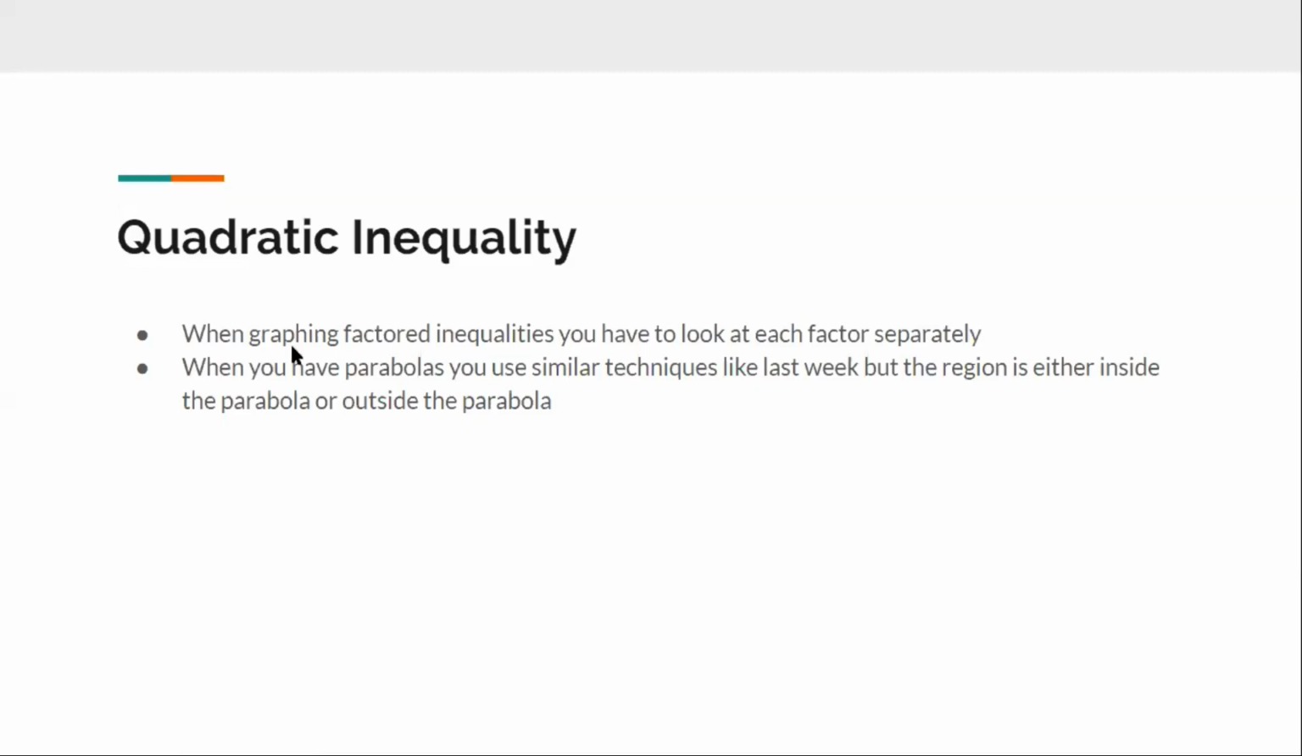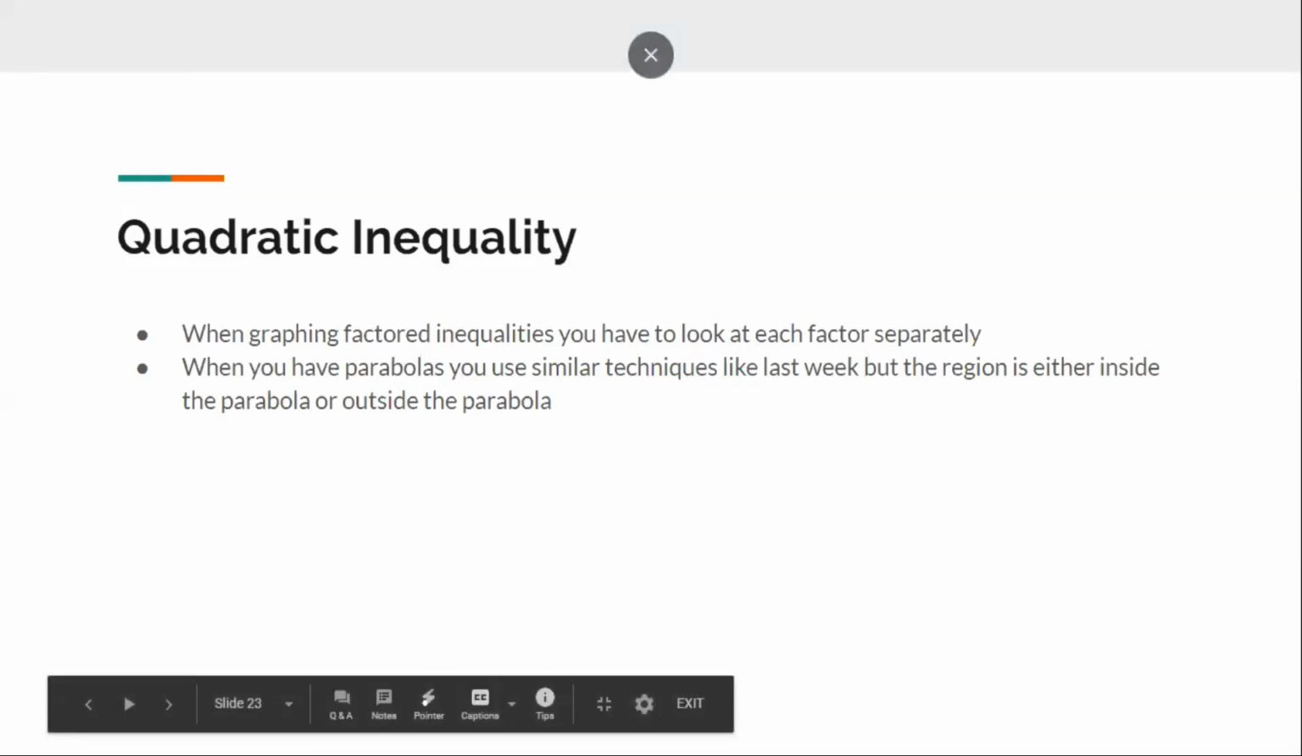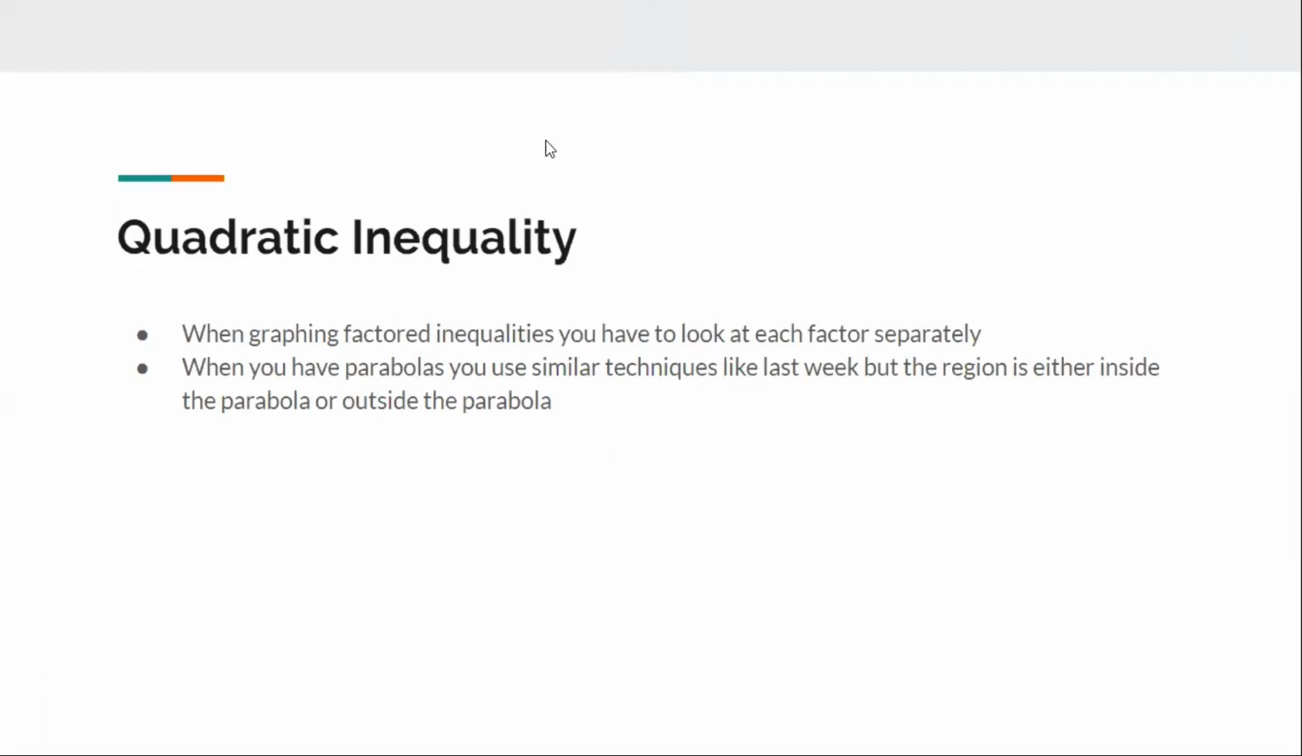Quadratic inequalities. When graphing factored inequalities, you have to look at each factor separately. When you have parabolas, you can use similar techniques like last week, but the region is either inside the parabola or outside the parabola. So it's kind of like with the line, where it's above the line or below the line. Instead, it's underneath the parabola or around the parabola or inside the parabola.